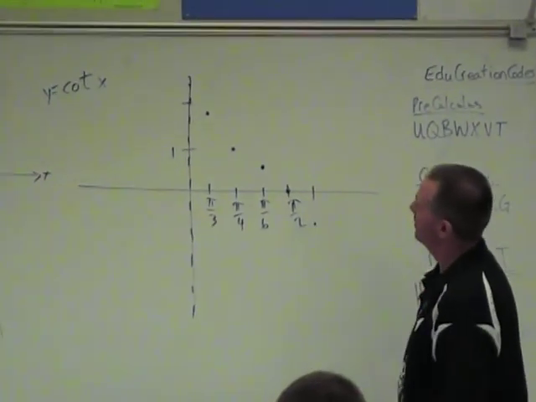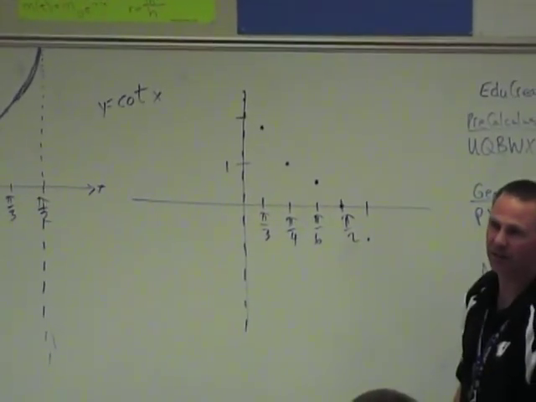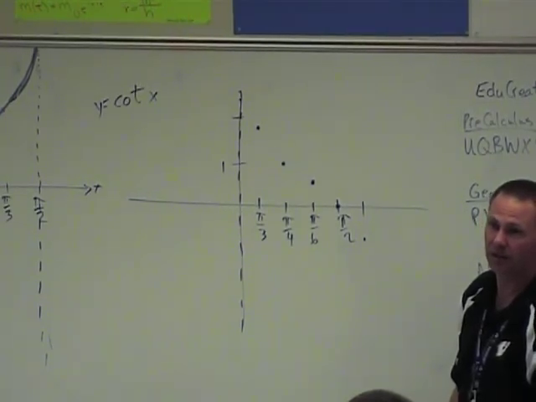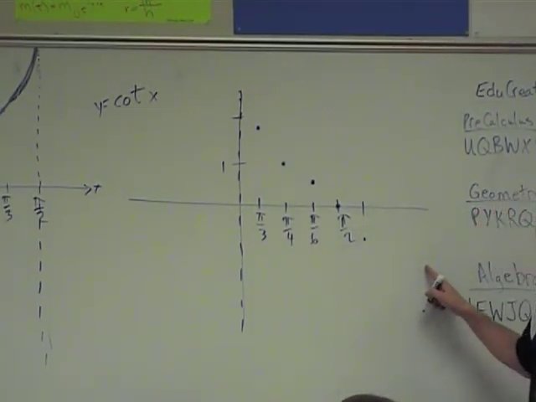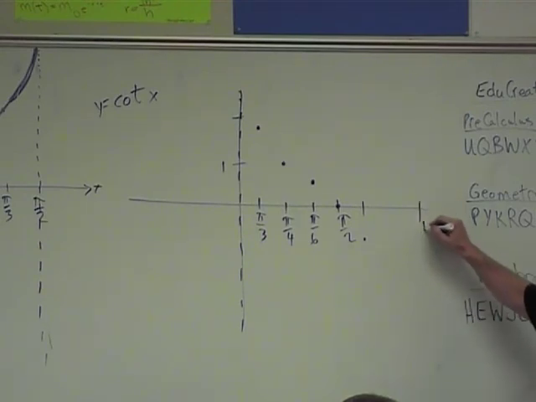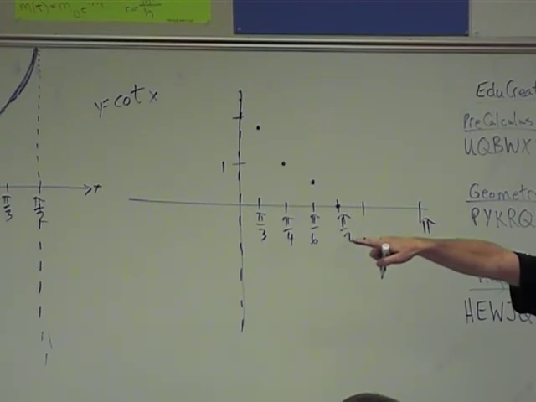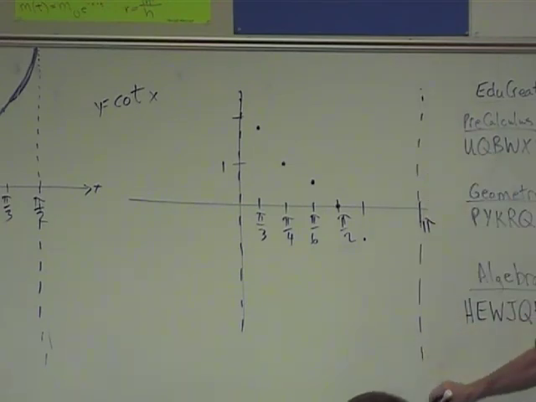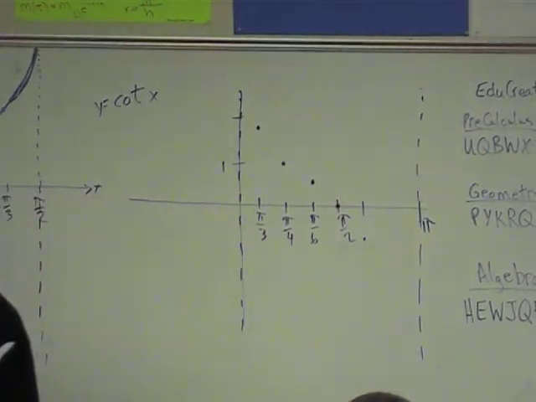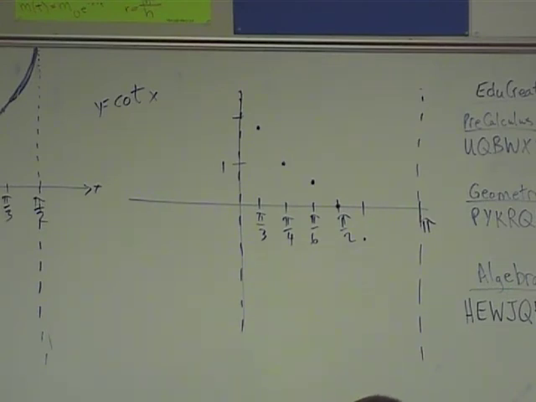What's happening? It's just going to flip back around. What's it going to look like? Do you see it yet? How far over am I going to go? Pi. What's the cotangent of pi? Do you follow me or not? You understand where we're getting these values, right? Cotangent of pi is undefined. X over y, that's why it's undefined. So it's an asymptote.